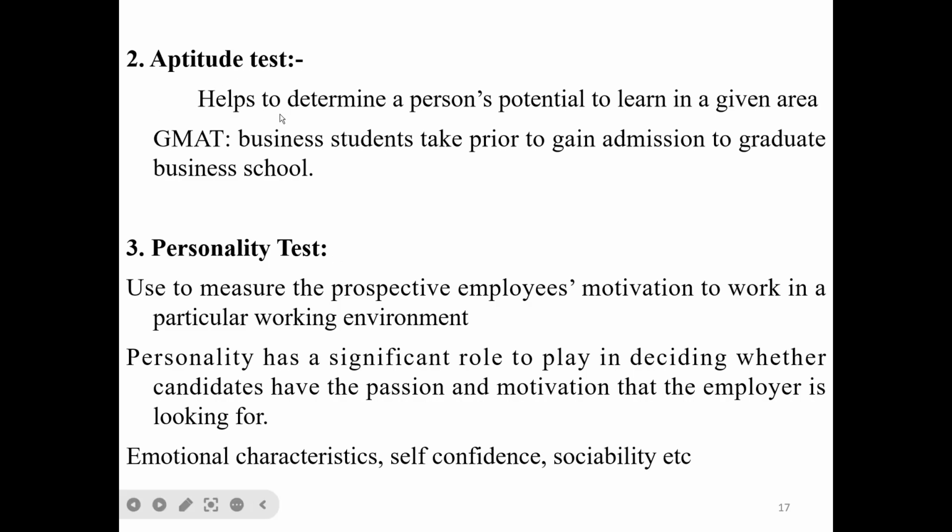The second one is the aptitude test. See, aptitude test, as you know, helps to determine a person's potential to learn in a given area. GMAT, which business students take prior to gaining admission. See, if a student has the ambition to go into business, or wants to do an MBA, then he needs to write the GMAT exam. Basically, to take admission in any of the graduate business schools, GMAT is the most important thing. In that, the aptitude test will be given.